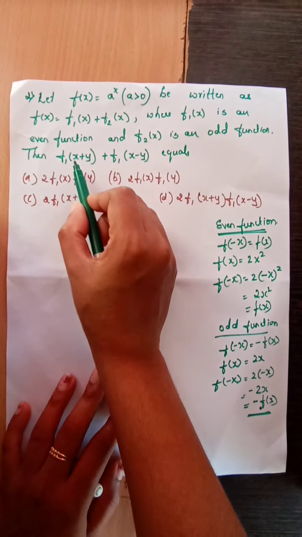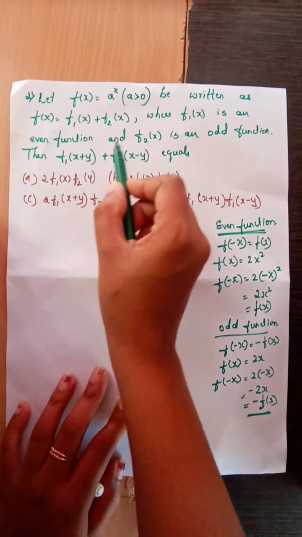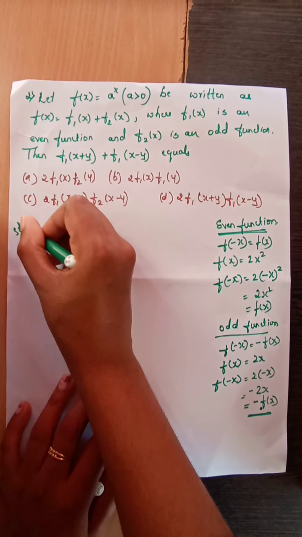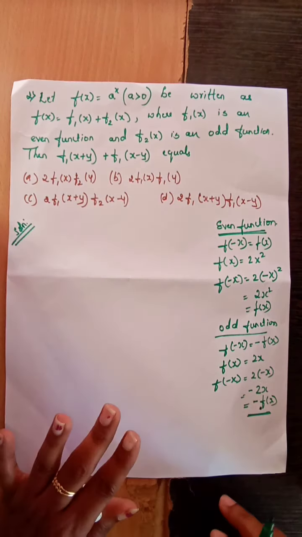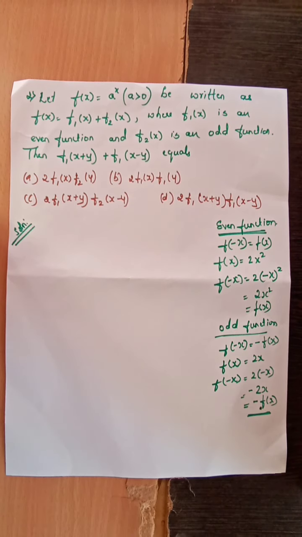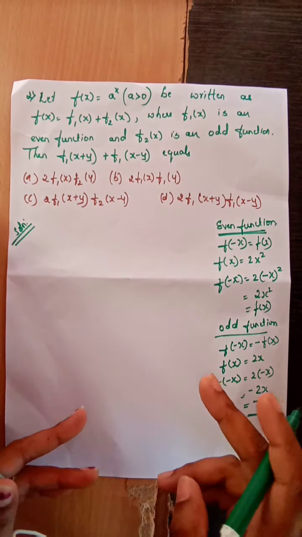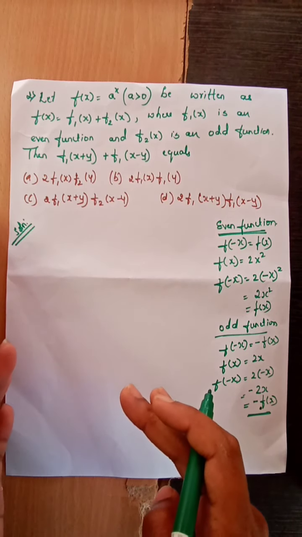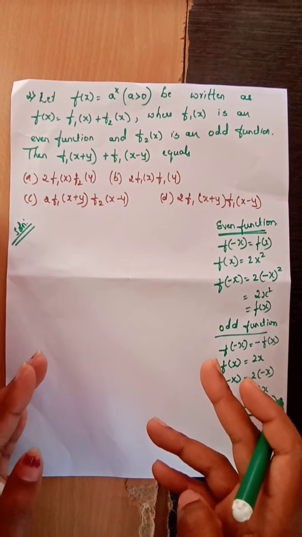So we have to find what is f1 of x plus y plus f1 of x minus y. So how to do this? I have a power x. Now how to write a power x as a sum of two functions, where the first function should be an even function and the second function should be an odd function.